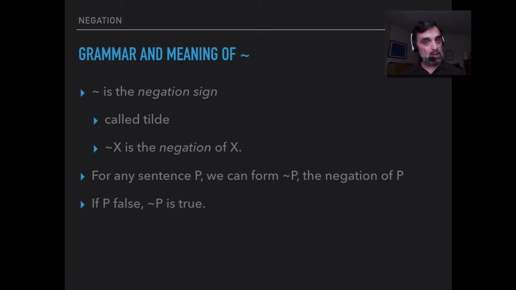And what's the meaning of it? It's very simple. If P is false, then negation P is true. And if P is true, then negation P is false. That's it. That's all. That's what it means. Whatever the original sentence's truth value, it just reverses the truth situation. If the original sentence is one way, then the negation is the other way. The original sentence is true, the negation of it is false. The original sentence is false, the negation of it is true. So that's pretty straightforward.